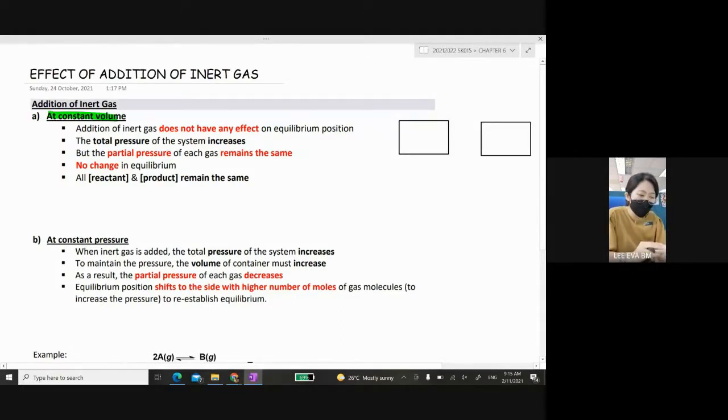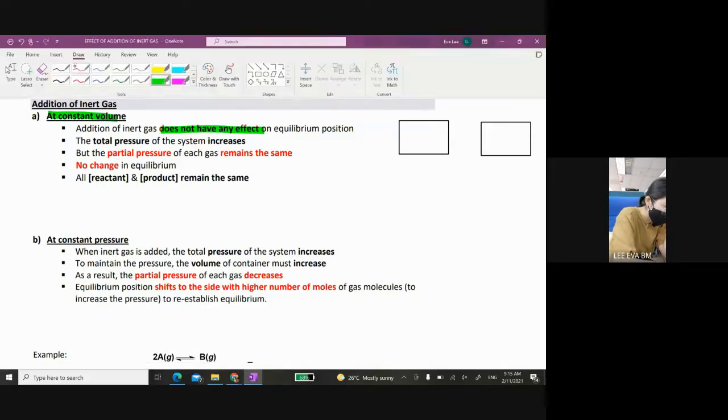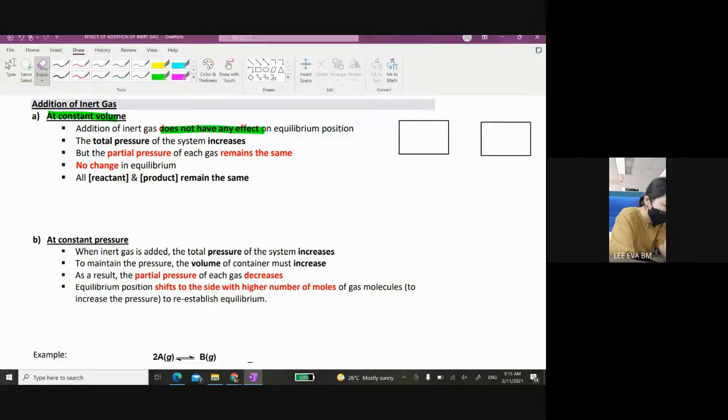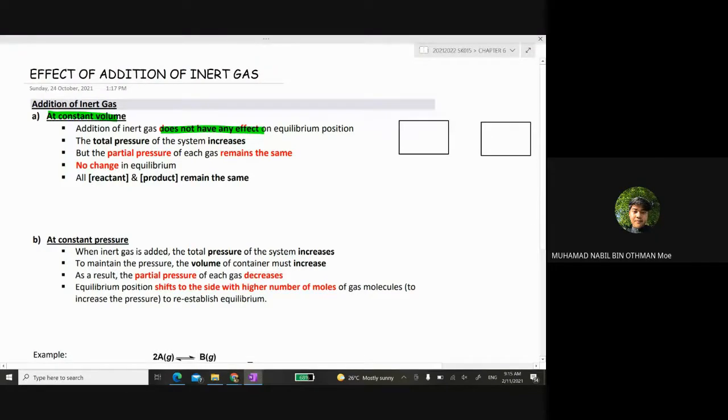So additions of inert gas does not have any effect on equilibrium position. So you must remember, if you add your inert gas... What is an inert gas? It is a gas that wouldn't react with any other substance. Okay, it's a non-reacting species. It's a noble gas. You can give Madam any example.